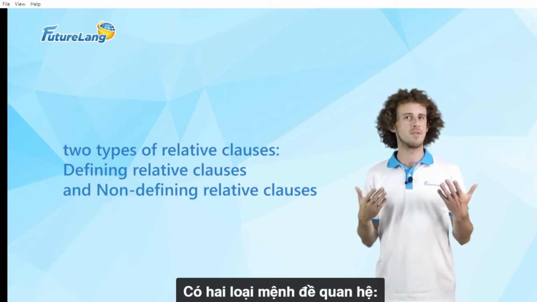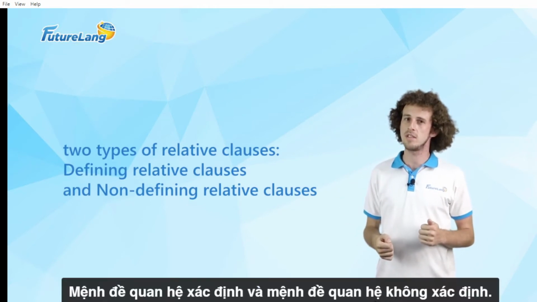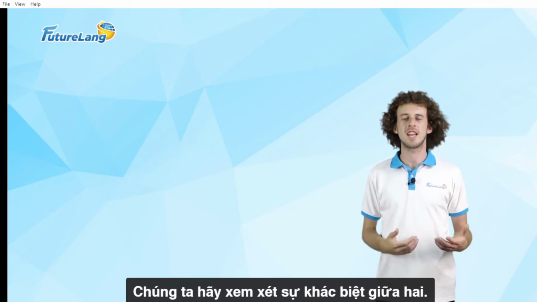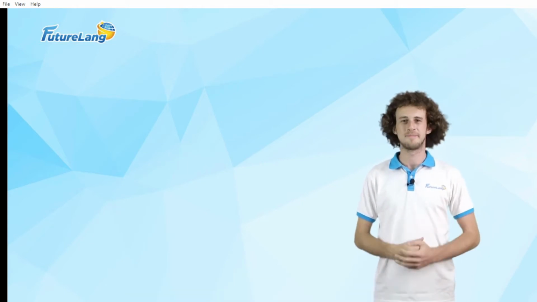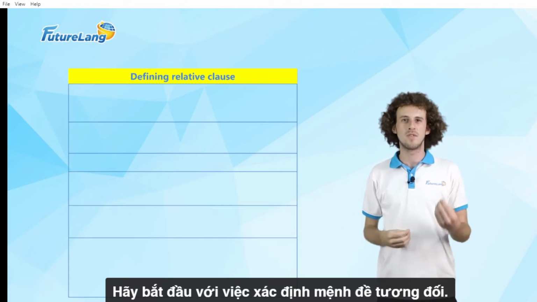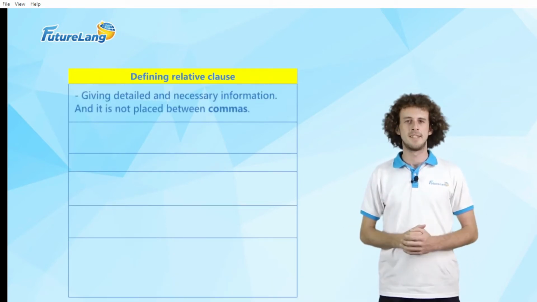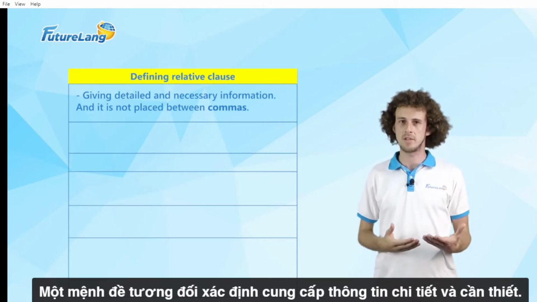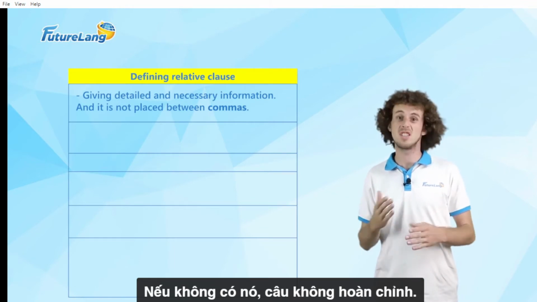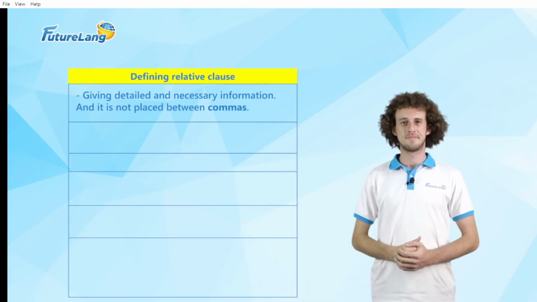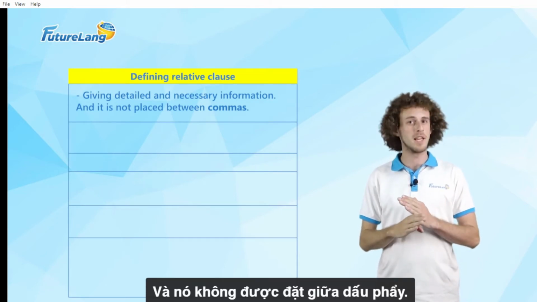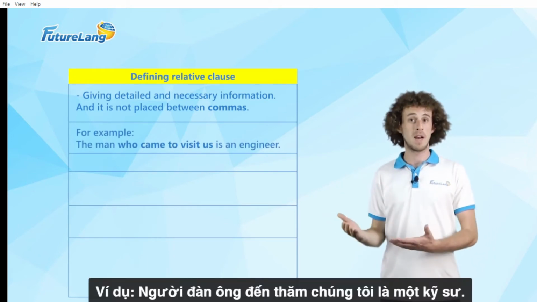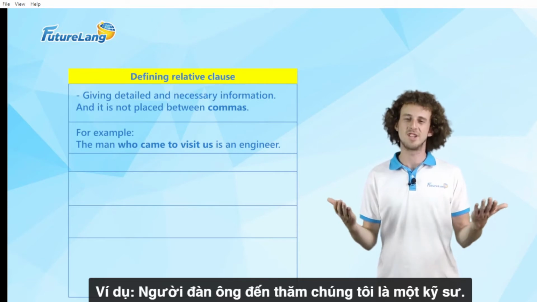There are two types of relative clauses: defining relative clauses and non-defining relative clauses. Let's take a look at the differences between the two. Let's start with defining relative clauses. A defining relative clause gives detailed and necessary information, without which the sentence is incomplete. And it is not placed between commas. For example, the man who came to visit us is an engineer.